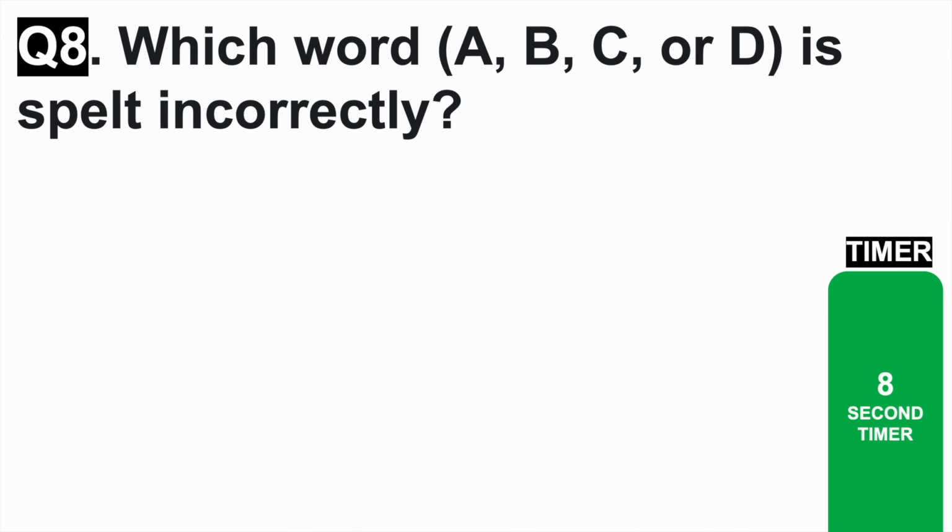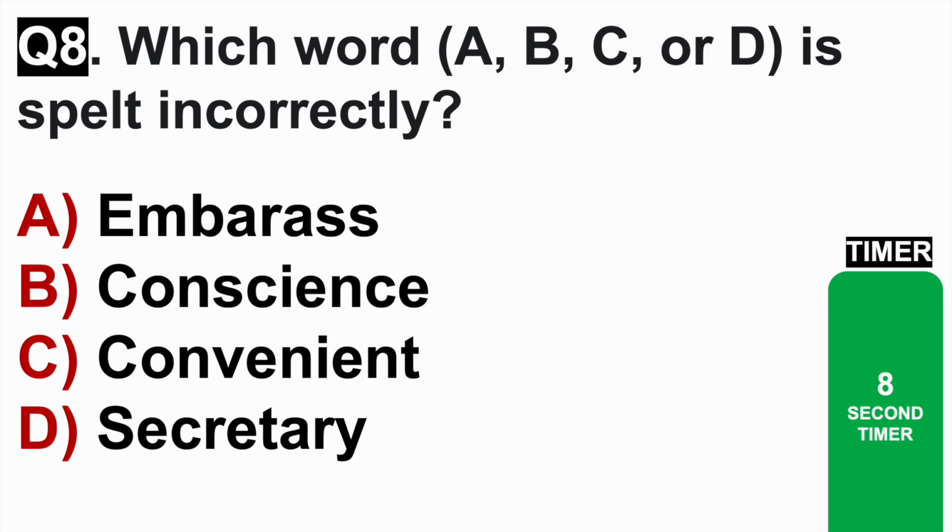Here we go. Question 8. Which word A, B, C or D is spelt incorrectly? Only one of them is spelt incorrectly. Which one is it? Tell me your answer in the comment section below the video. Here is your 8-second timer.